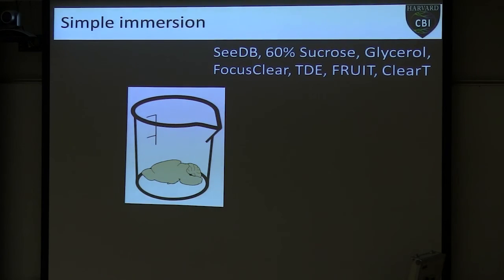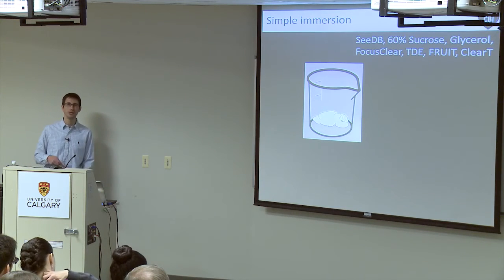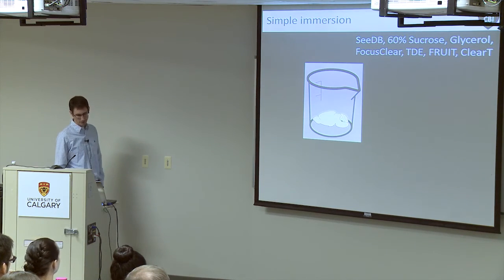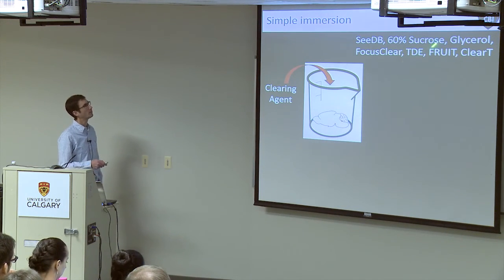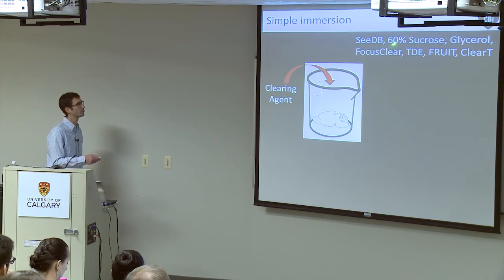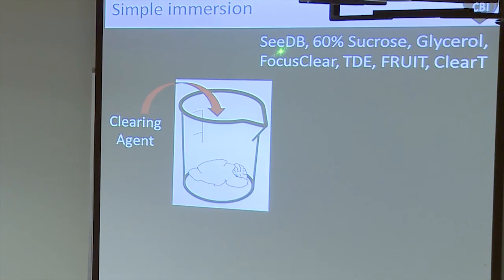Aqueous-based clearing, we'll take a look at simple immersion first. Simple immersion is just like the name sounds. You're just dunking your tissue in a single solution, exchanging that solution every few days, and eventually your tissue's hopefully going to turn clear. There are a number of techniques that use this. CUBIC-type approaches use a high concentration of fructose. You can do it with a high concentration of sucrose or glycerol. FocusClear is a commercial agent that's available. TDE is another solvent that's water soluble as well. FRUIT is a combination of fructose and urea, and Clear-T is formamide.